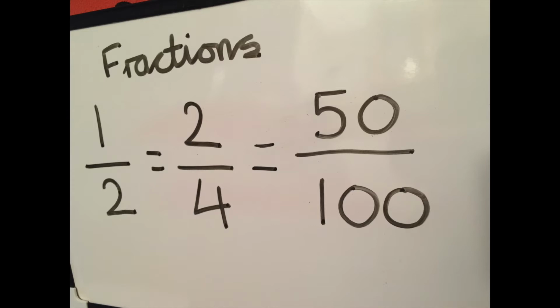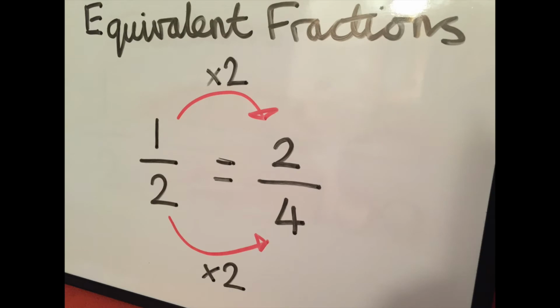But we'll need to work this one out. So what do we have to do? We have to make our denominators the same. So to get from 2 to 4, we multiply by 2. So therefore we do exactly the same to the top as we did to the bottom.